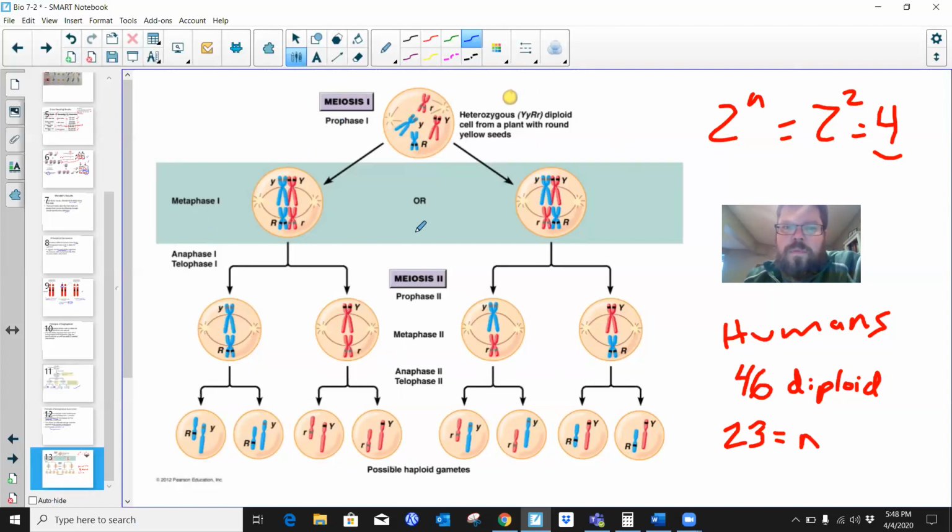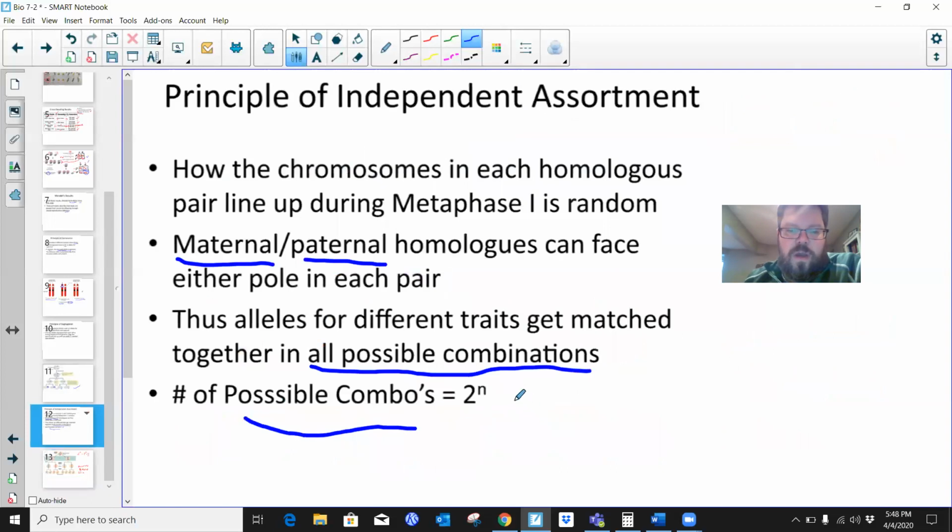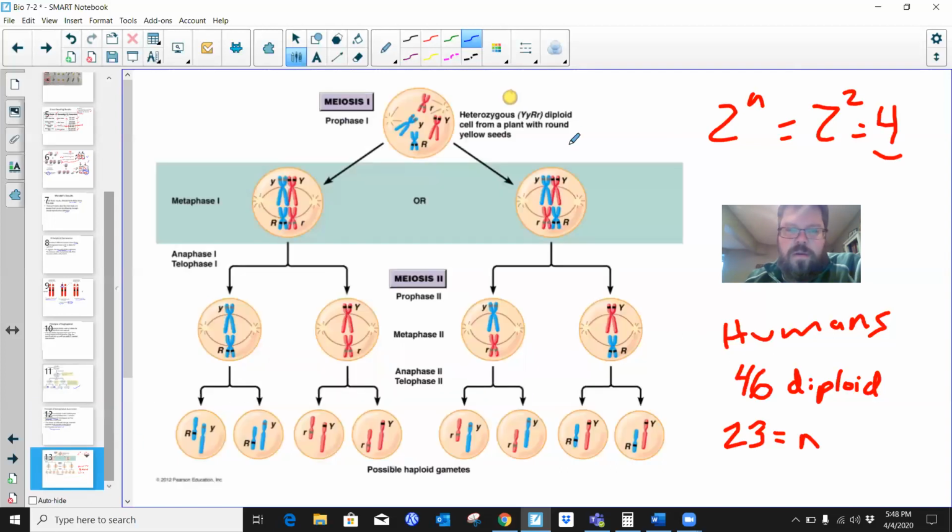As you're looking at this, pause the video. But here's the deal. This organism is a heterozygous organism, diploid, for a plant with round and yellow seeds, or pea plants of Mendel, right? I'm sorry, I'm stumbling a little bit. This is a diploid cell, right? So a diploid cell has 4 total chromosomes, okay?